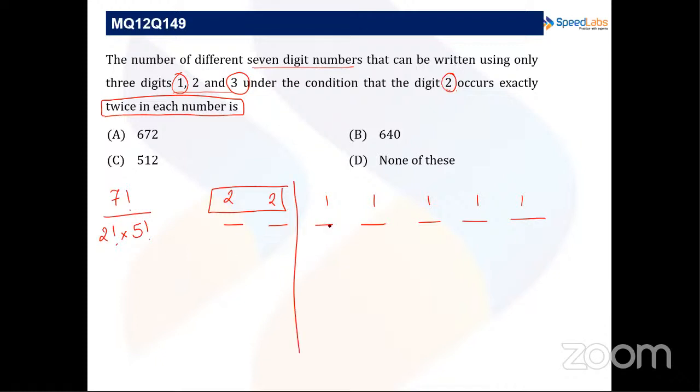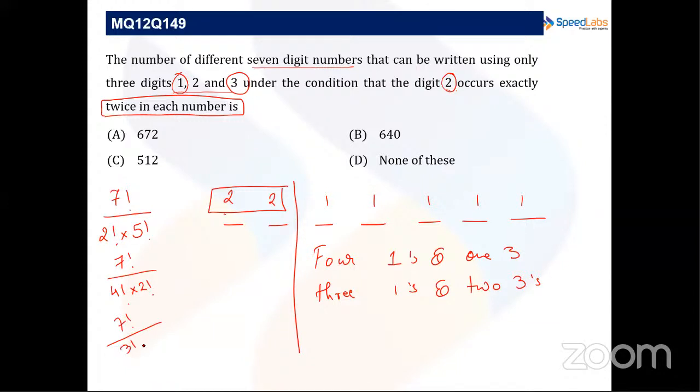Secondly, 2 we are fixed. Now for the rest of the places, we can put four 1s and one 3. So that will be 7 factorial upon 4 factorial into 2 factorial, where 2 factorial is for the 2s. Then again, three 1s and two 3s. So that will be 7 factorial upon 3 factorial into 2 factorial into 2 factorial. Then two 1s and three 3s.